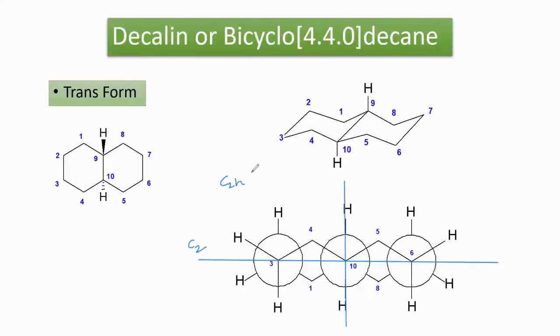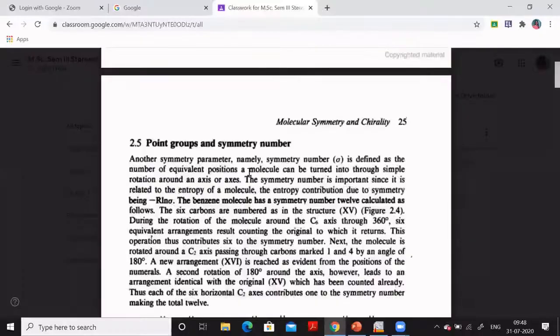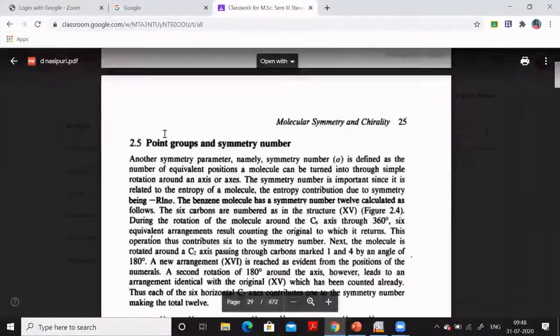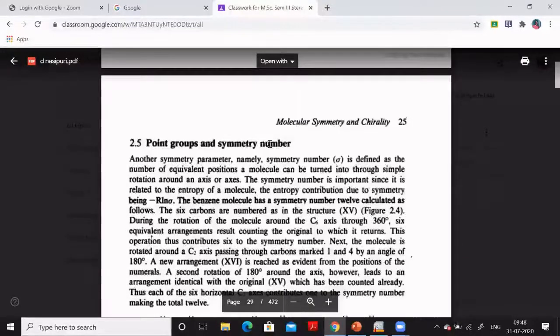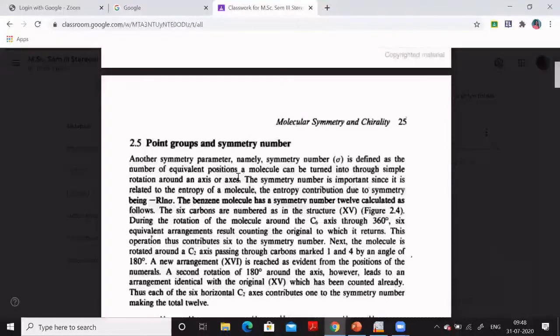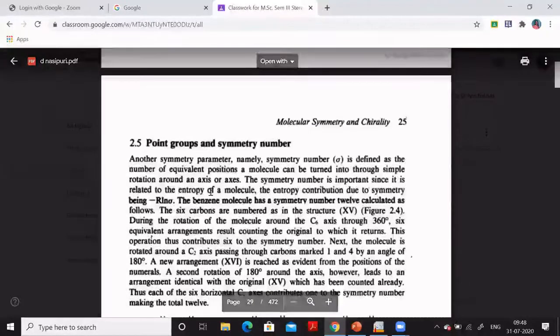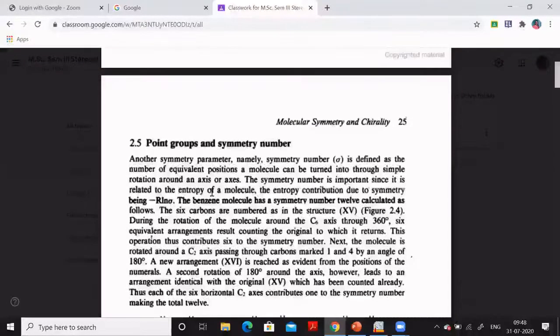So depending on that, we have one term called the symmetry number. The point group and the symmetry number. Once you classify the molecules in the respective point groups, the next task is to assign the symmetry number. As I told you, the symmetry number is the number of equivalent positions that you can get while turning the molecule by a simple rotation. Whatever angle you have decided for the rotation, while rotating through that angle, how many equivalent positions you can get, that is nothing but the symmetry number.